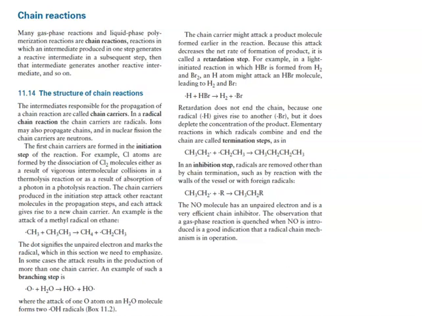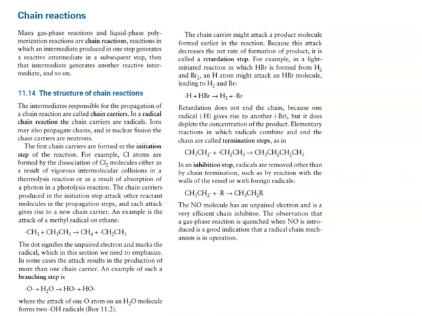Now, many gas phase reactions and liquid phase polymerization reactions are chain reactions, reactions in which an intermediate produced in one step generates a reactive intermediate in a subsequent step, then that intermediate generates another reactive intermediate, and so on. The structure of chain reactions. The intermediates responsible for the propagation of a chain reaction are called chain carriers. In a radical chain reaction, the chain carriers are radicals. Ions may also propagate chains, and in nuclear fission, the chain carriers are neutrons.